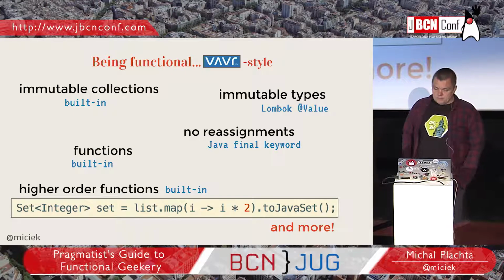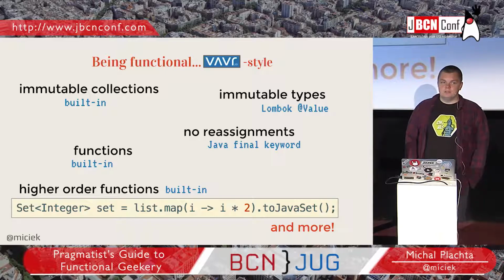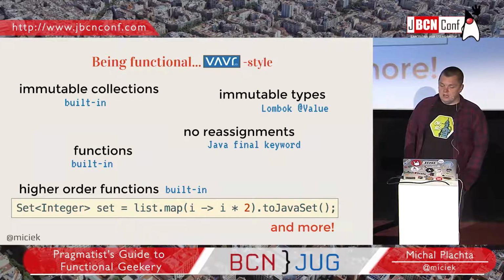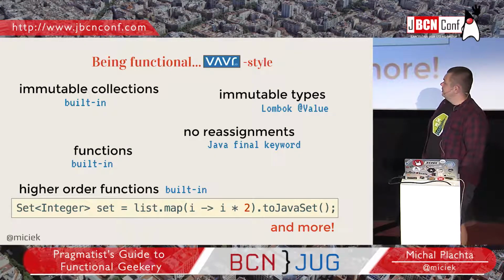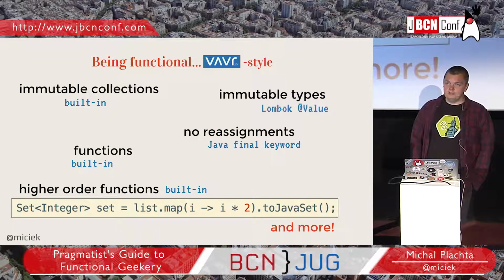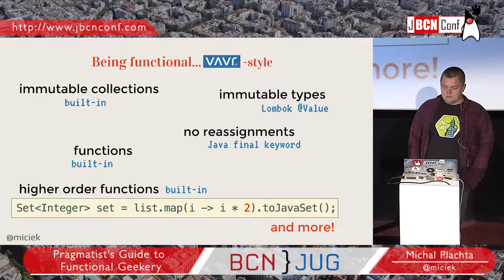In Vavr, immutable collections are built in, functions are built in. There are wrappers around Java functions, and higher-order functions are less verbose, less verbose than in Java. We can really use the collections API, which is immutable. And there are still some hiccups, like we need to create immutable types by hand, but it's still a big improvement over what we have in Java 8.